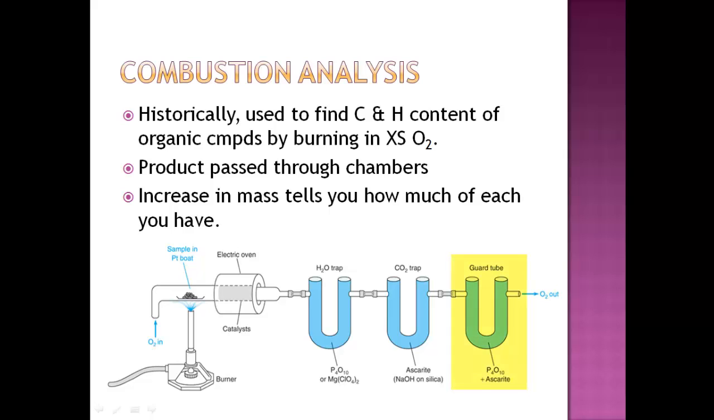And then that guard tube, that last trap that you have there, prevents any atmospheric water or carbon dioxide from entering the chamber, because that's going to obviously alter your final answer. So you don't want anything from the atmosphere coming into your chamber, so they have that guard tube to prevent that. But it's a very simple type of analysis. I mean, you have a sample, you want to test how much carbon and hydrogen you have in this sample, so you oxidize it, and then you put a water trap and a carbon trap. And then you measure the increase in mass of each of those chambers and relate it back to the initial sample by stoichiometry. Let's do a problem to see what we're talking about.